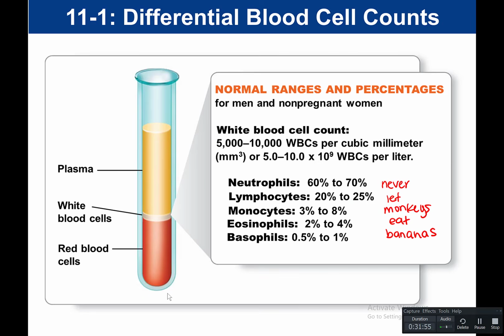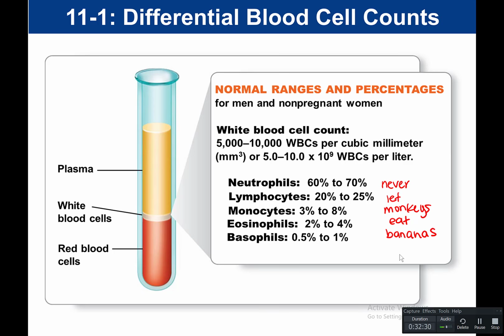In terms of the percentage of these different types of white blood cells, you don't need to know the exact numbers. Again, that varies depending on what lab you're looking at. But you do want to know the general or relative abundance. So neutrophils being the most prominent, followed by lymphocytes, followed by monocytes, eosinophils, and basophils. And I told you a good way to remember that: never let monkeys eat bananas. That's the order of abundance.